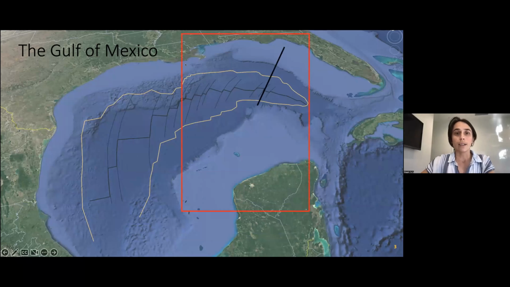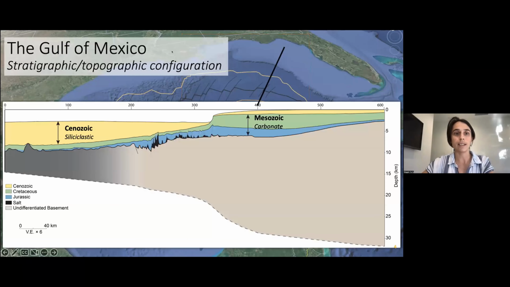I'm going to show you a cross-section from this area here, offshore Florida, to give you a sense of the stratigraphic configuration. So this basin contains up to 10 kilometers of sediment, including several kilometers of mobile salt that facilitates gravity-driven salt tectonics. The Cenozoic section is dominated by siliciclastic deposition, and in contrast, the Mesozoic is dominated by carbonate sequences. These Mesozoic carbonates are particularly prominent along the Florida and Yucatan platform.